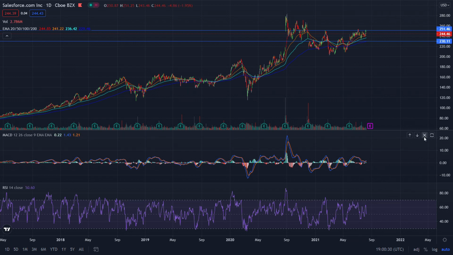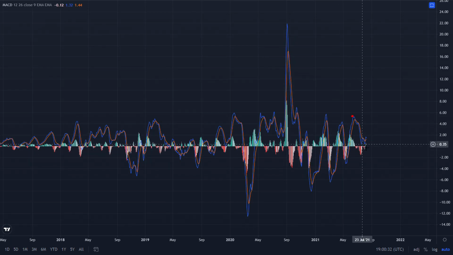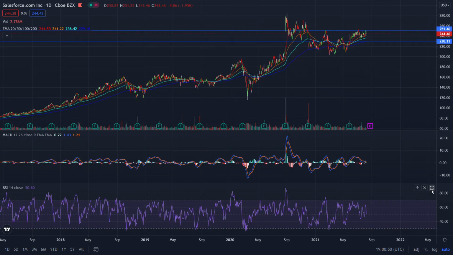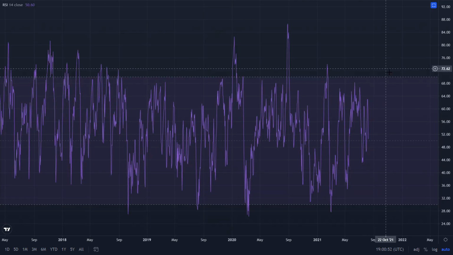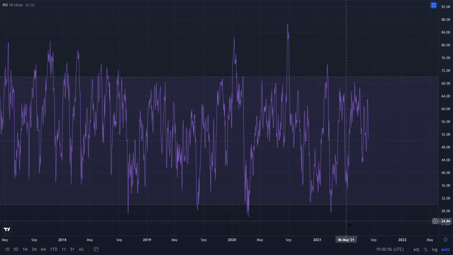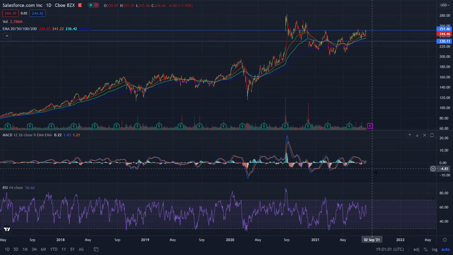So if you look at the MACD, then you can see that the MACD has positive histogram and shows a bullish crossover. Now let's look at RSI, which is basically a momentum indicator. The RSI is neither overbought or oversold and rather shows an upward forming channel, meaning the stock is likely to go up. The momentum is positive.